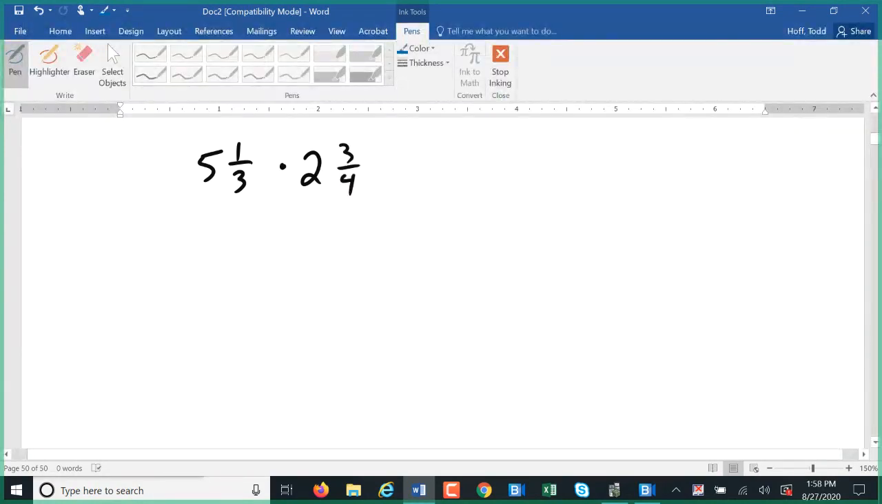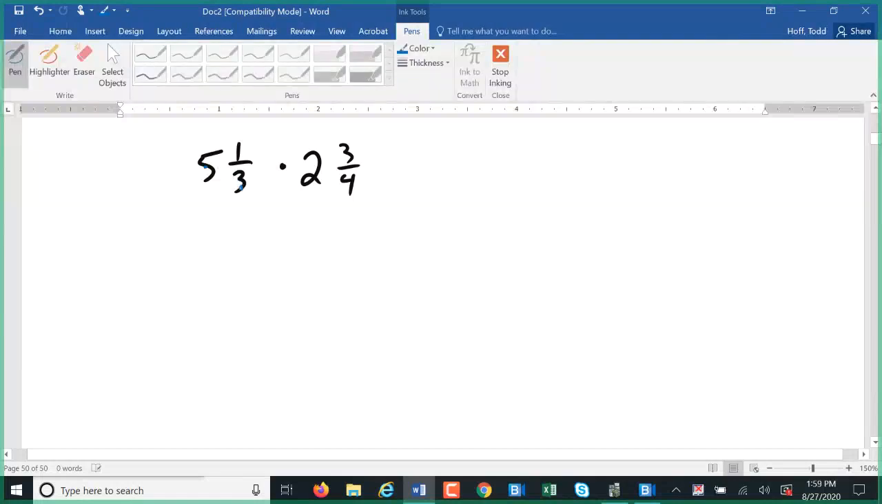Now, multiplying mixed numbers is actually an extremely difficult task. In fact, if you went to a university and found 10 math majors, I'd be shocked if even one of them could show you the proper way to multiply mixed numbers. It's just a difficult process. But we're going to do it, but we're going to cheat. We're going to make it simpler by turning them both into improper fractions.